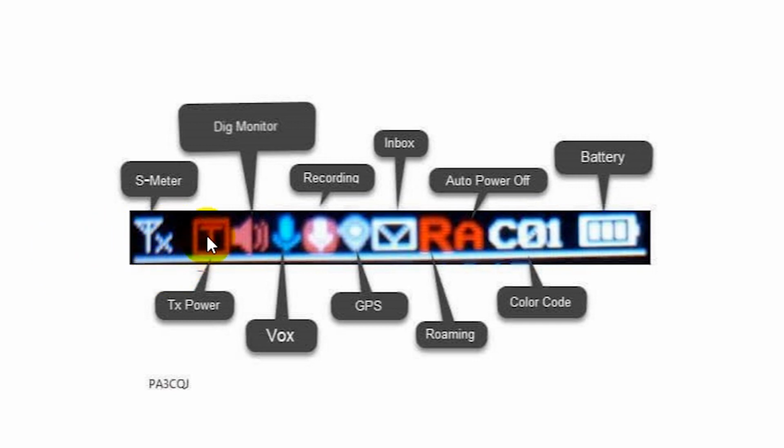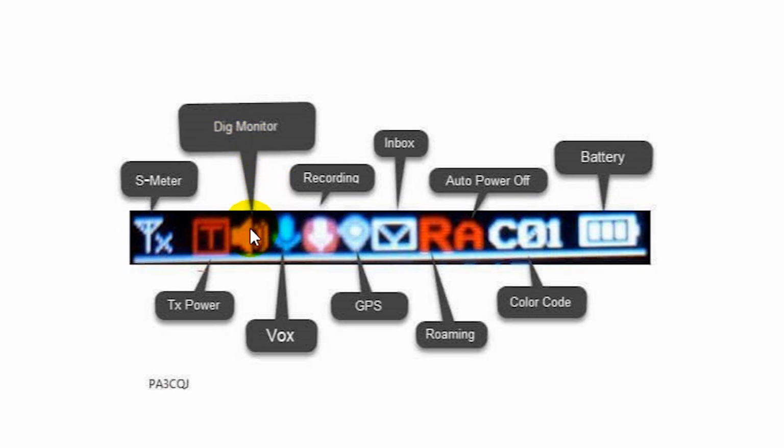We have transmit power. Right now you're seeing the T in the box here for turbo. There's also an H, an M, and an L for high, medium, and low power. So that's going to be the differences here in this box, but this T here means turbo, or the maximum amount of power available.